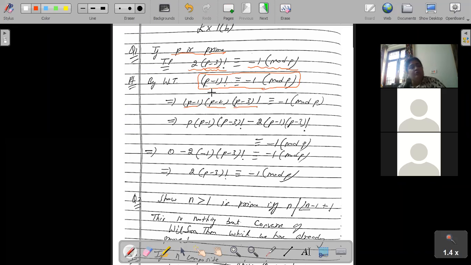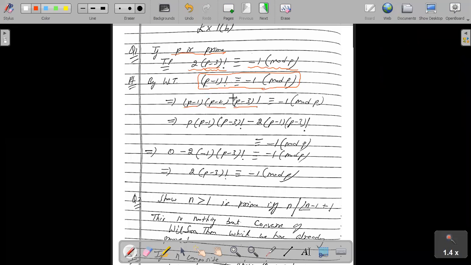Now see, in questions you have to decide by looking at the question. What do you need? You need 2 into (P minus 3) factorial, not the other terms. So if I concentrate on this bracket, I will get 2 from here. I opened this whole term by multiplying with this bracket. First P gets multiplied: P into (P minus 1), (P minus 3) factorial.